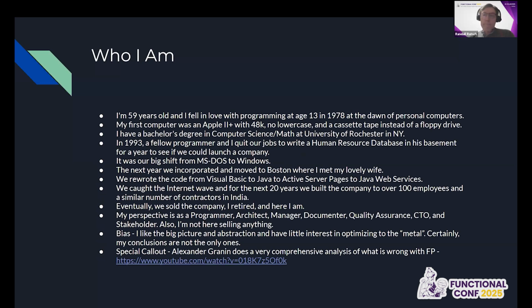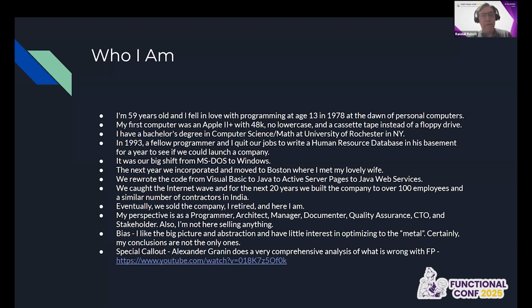Who I am. I'm Randall Ratsch. I'm 59 years old. I fell in love with programming at age 13 in 1978. It's the very beginning of personal computers. I was looking at TRS-80s and Radio Shack computers back then. Very interesting time. My first computer was an Apple II Plus with 48K. That's not MB. It had no lowercase and a cassette tape recorder instead of a floppy drive. I didn't really know that's a thing, and I haven't really seen it since.